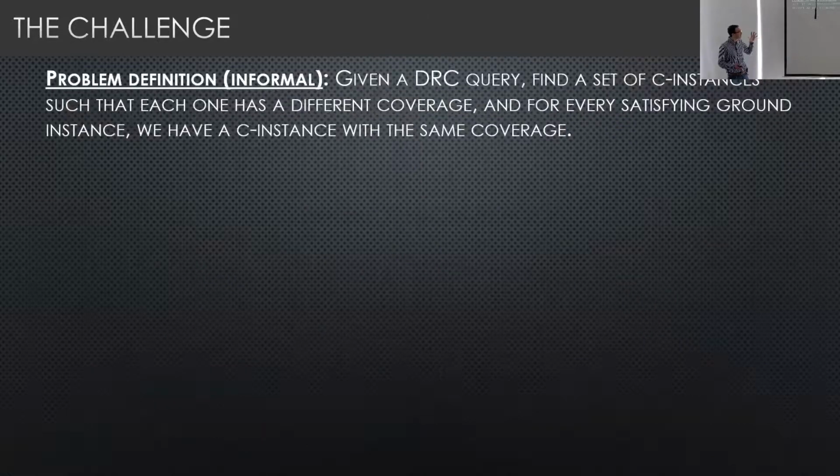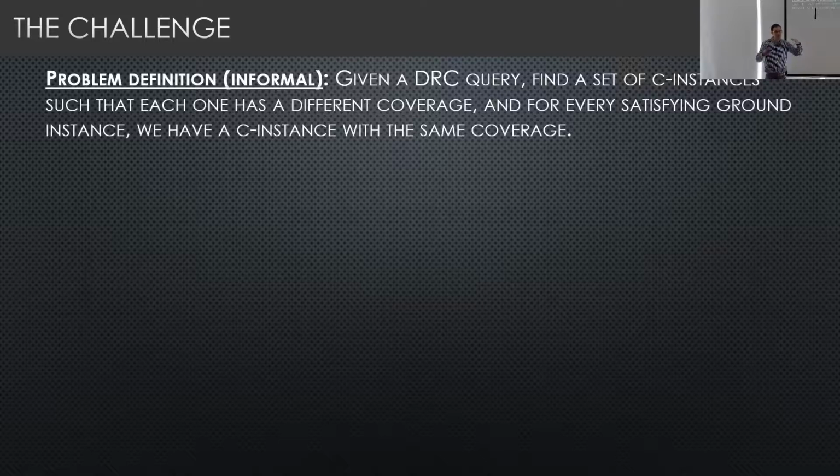So here's the problem of characterizing a query. Given a domain relational calculus query, what we want to do is find a set of C instances such that each one has a different coverage. And for every satisfying ground instance for the query, we have a C instance in our solution set that has the same coverage.